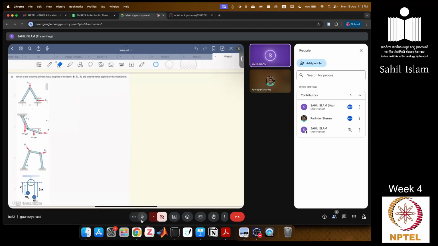Sir, one more question: finding the degrees of freedom. In which one do we have to find two degrees of freedom? In the first question, you can see this is a ball and it is moving, so there is a p1 force here and p2 force here. Okay, so how many degrees of freedom will there be? So this p2 is moving, p1 is also moving.